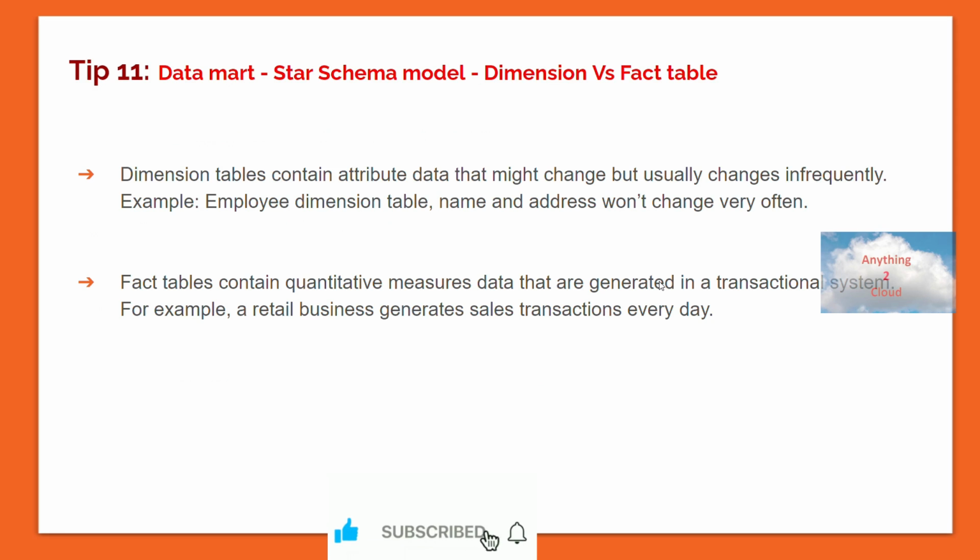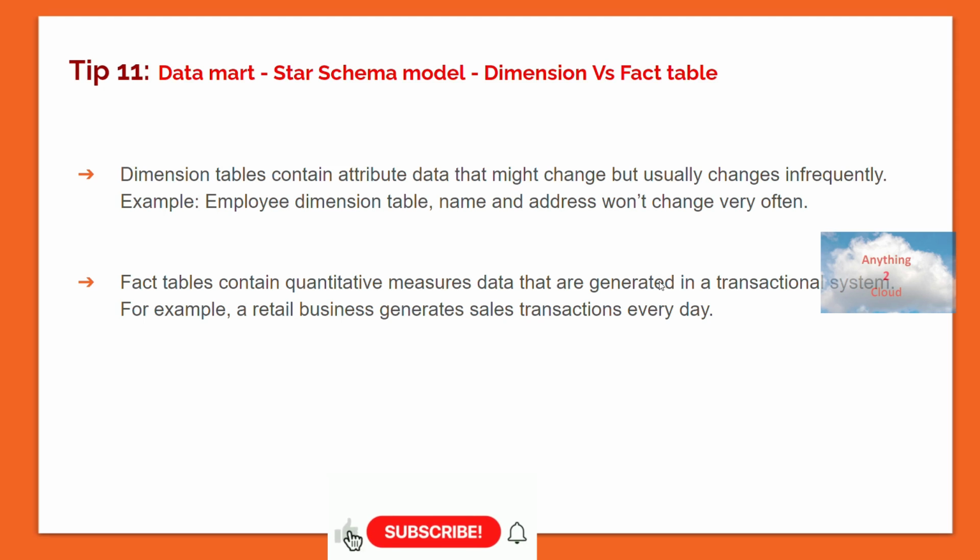Next step is on data mart, star schema model, dimension versus fact table. The dimension tables contain attribute data that might change but usually change infrequently. Example, employee dimension table, the name and address won't change very often. The fact table contains quantitative measures data that are generated in the transactional system. For example, a retail business generates sales transactions every day.